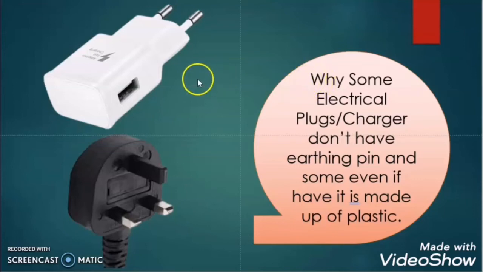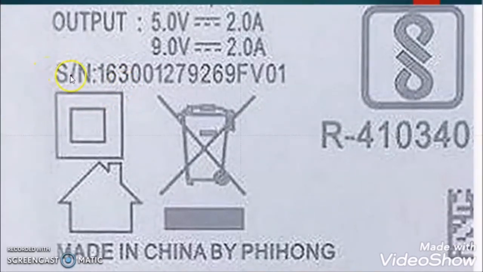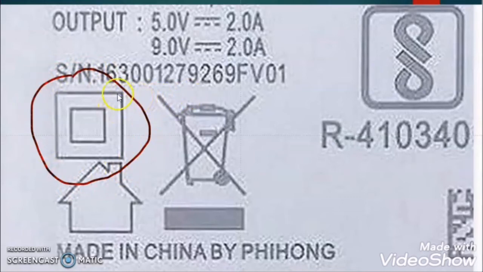So how will we come to know which equipment does not have a chance of an earth leakage fault? If we know that this equipment has no chance of earth leakage current, then we can go for the 2-pin plug or charger. Equipment on which this symbol is available does not have any chance of an earth leakage fault. This symbol is the symbol for double insulation. It means that the equipment is double insulated.